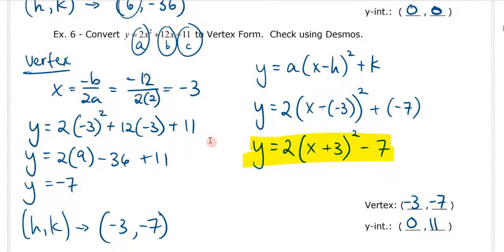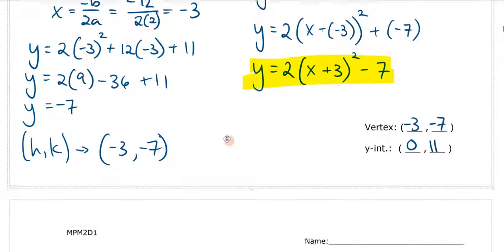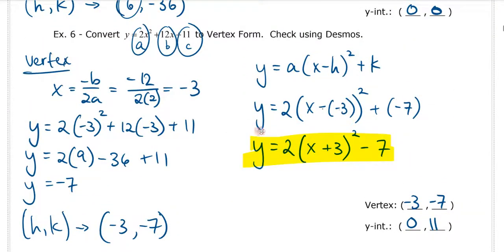Okay, and so that's how you do it. That's how you convert from standard to vertex and from vertex to standard. There are other techniques to find the vertex form, which we'll study later on in this unit as well. Okay, and that ends this video.